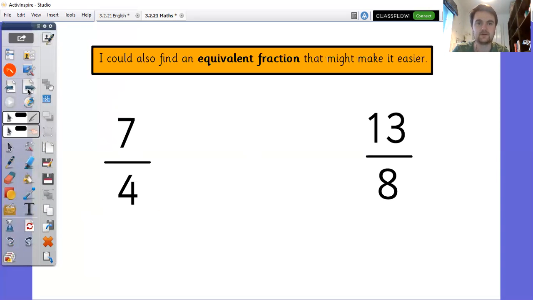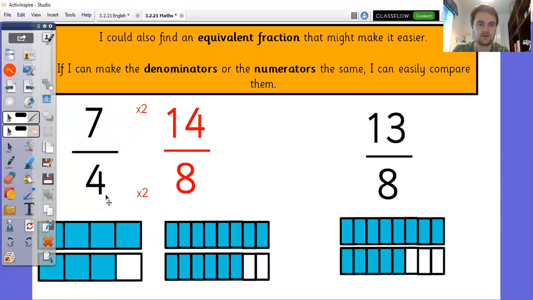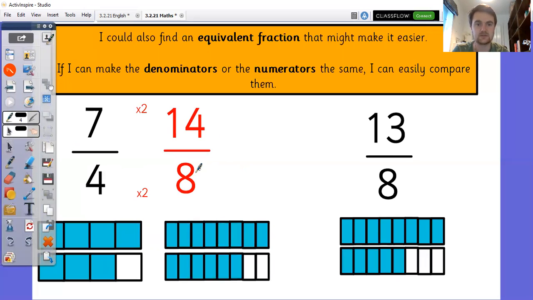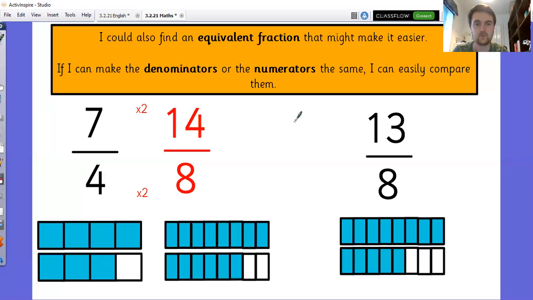But I can also find an equivalent fraction. So I know that if I multiply the denominator by 2, then it ends up being 8, and I want both of the denominators to be the same. I need to do the same to the numerator, and I can see here that 14/8 is exactly the same as 7/4. It's just represented in a different way. 14/8 and 13/8 are much easier to compare because they've got the same denominator. I can see that 14/8 is going to be greater than 13/8.